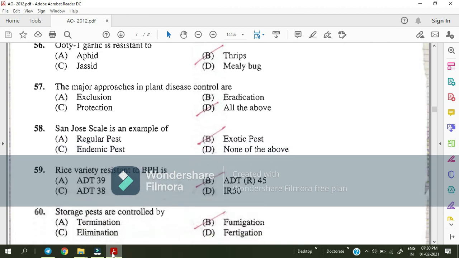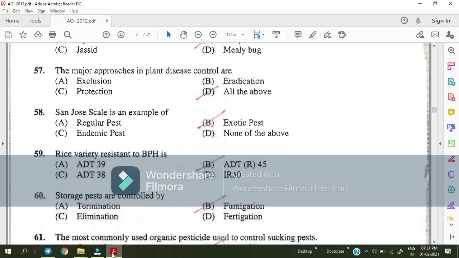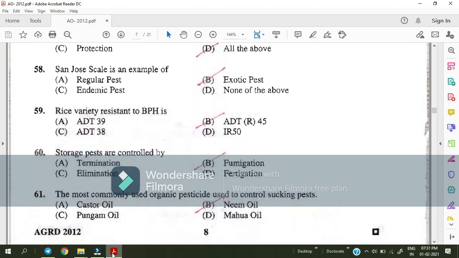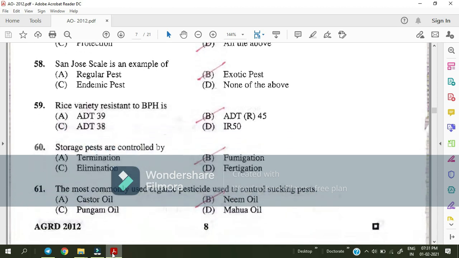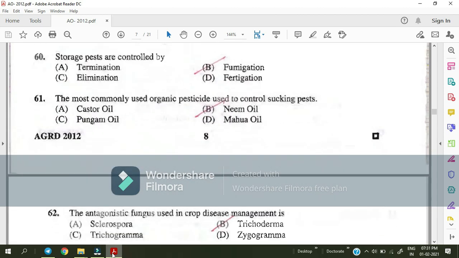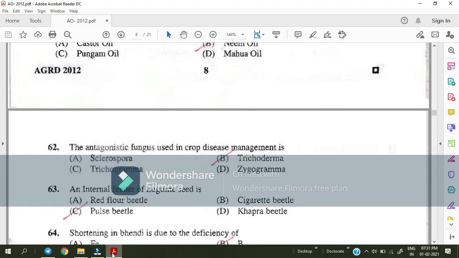59th question, rice variety resistant to BPH, ADT 45. Storage pests are controlled by fumigation, aluminum phosphate tablets. 61st question, the most commonly used organic pesticide used to control sucking pests, neem oil. 62nd question, the antagonistic fungus used in crop disease management is Trichoderma.